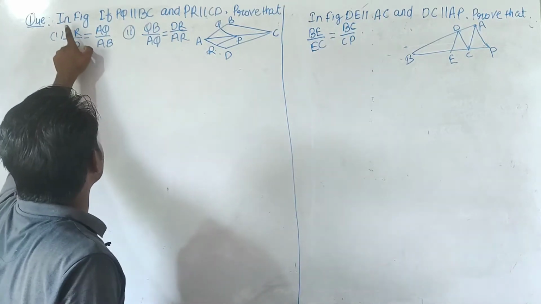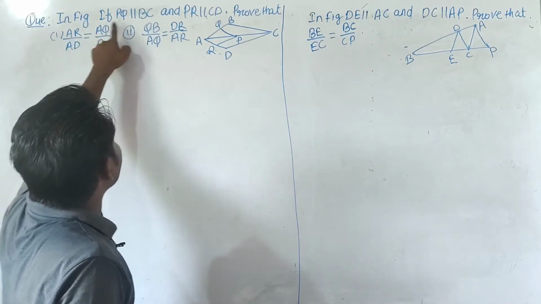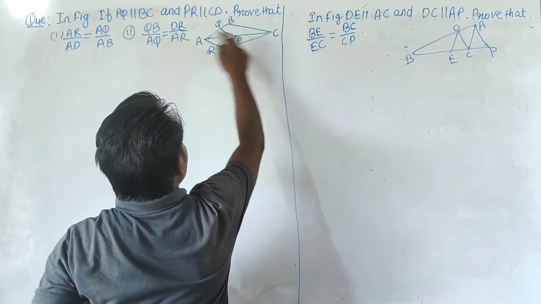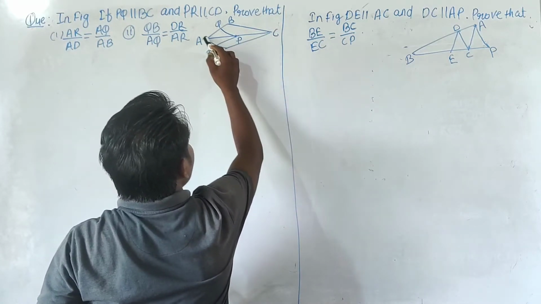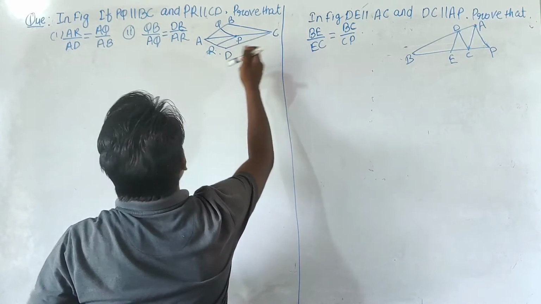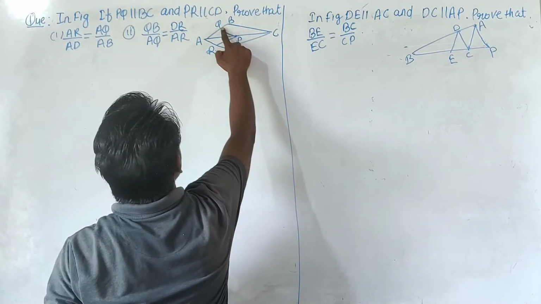In this question, in the figure, PQ is parallel to BC. Here you can see one figure is given for this question, A, B, C, D, and there is a line joining AC. So in the figure, this is PQ.